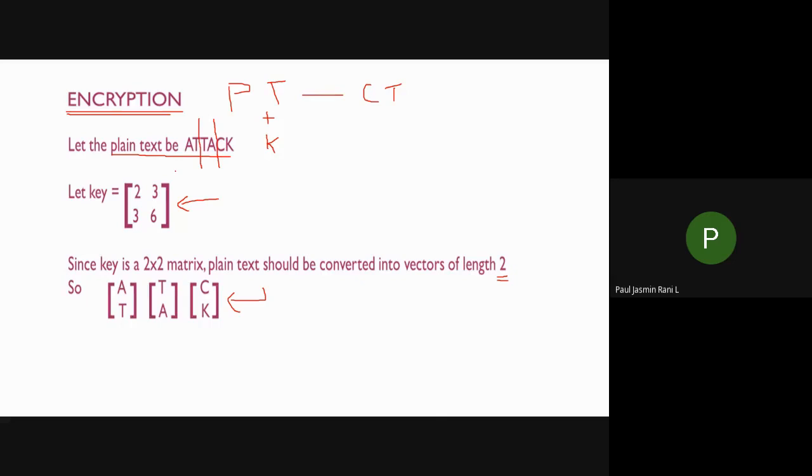Next one, let us see. Listen here. I am going to explain only the first one in your encryption. The other two you do by yourself. Let us see how this AT, which is a plain text, is converted into a ciphertext. Now for this AT, you are going to get your ciphertext. Let us see the procedure for this.